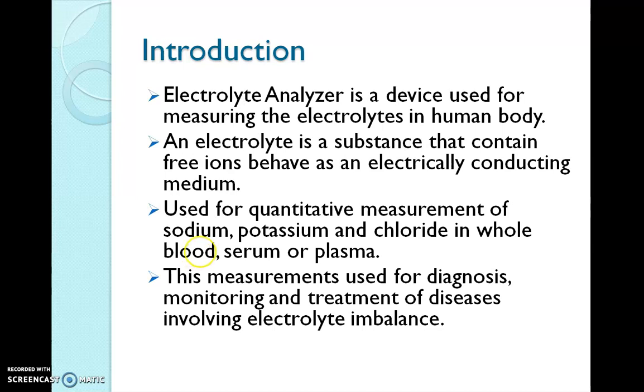So now we discuss the electrolyte analyzer, which is nothing but a device used for measuring the electrolytes present in the human body. An electrolyte is a substance which contains free ions. Free ions are nothing but cations and anions, which behave as an electrically conducting medium in our body. The electrolyte analyzer is used for the quantitative measurement of basic sodium, potassium and chloride present in the whole blood, serum or plasma.